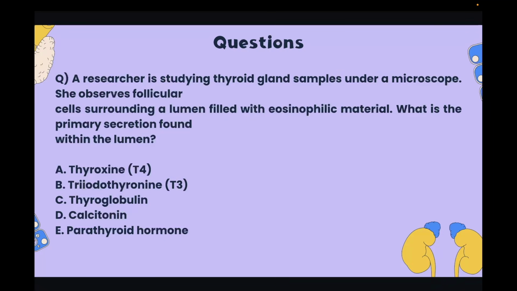That was basically it for the anatomy and histology. It's pretty simple. Now I'm going to give you a few questions to test your understanding. A researcher is studying thyroid gland samples under a microscope. She observes follicular cells surrounding a lumen filled with eosinophilic material. What is the primary secretion found within the lumen? We said the follicular cells contain colloid, and the colloid contains thyroglobulin, so the answer is going to be C.